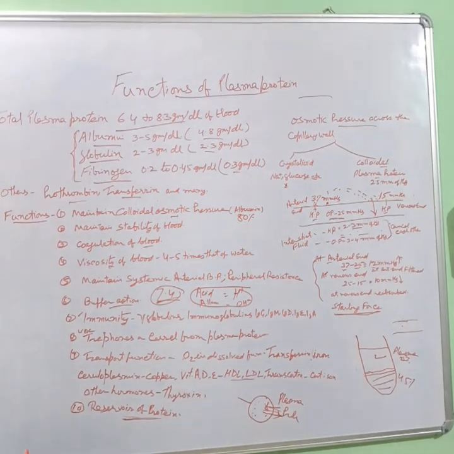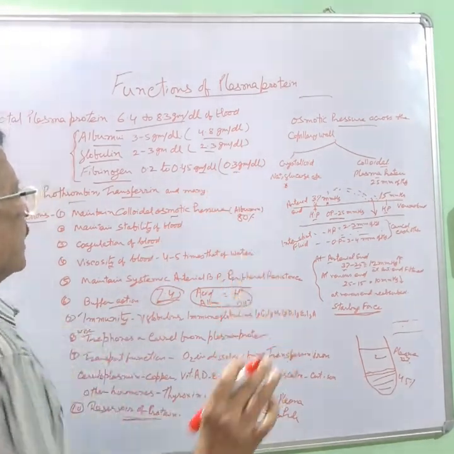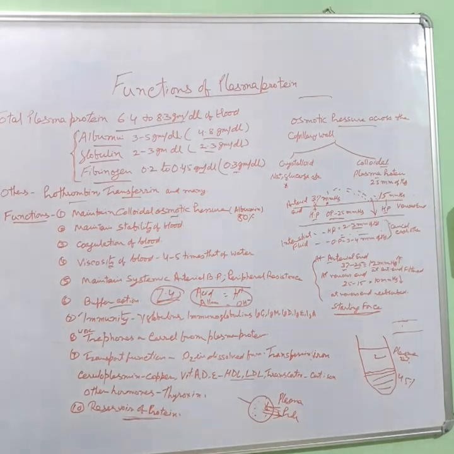So functions, three main types: the normal value is 6.4 to 8.3 gram per deciliter of blood, albumin 3.5 to 4.8 gram per deciliter, globulin 2 to 3 gram per deciliter, average is 2.3 gram per deciliter. Fibrinogen is 0.2 to 0.45 gram per deciliter. This is average. Other plasma proteins are present, prothrombin, transferrin and so many.